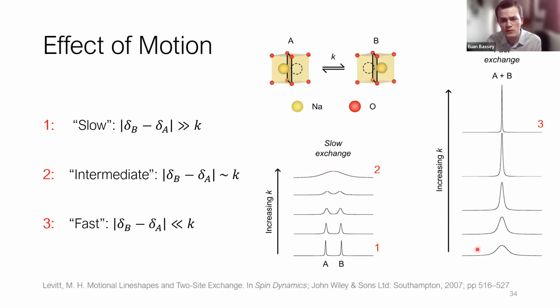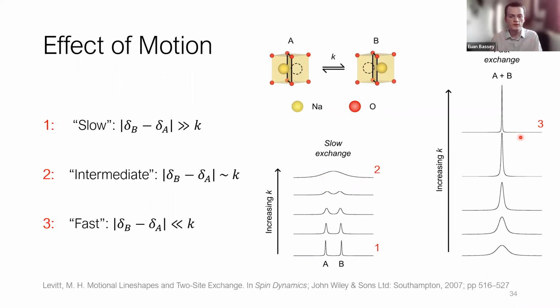Then as you increase it even further, you end up in the fast hopping regime, and you end up at a position where your shift is given just by the thermodynamic average of the two shifts we started with, the delta A and the delta B.